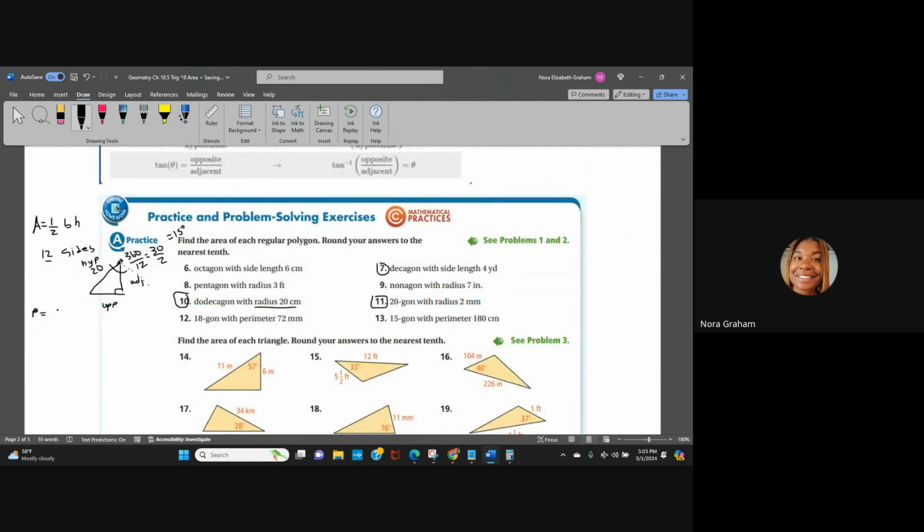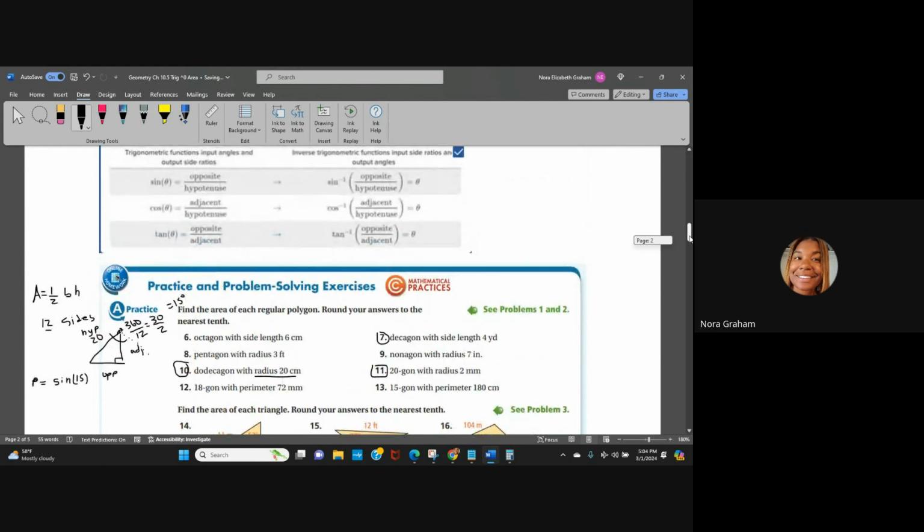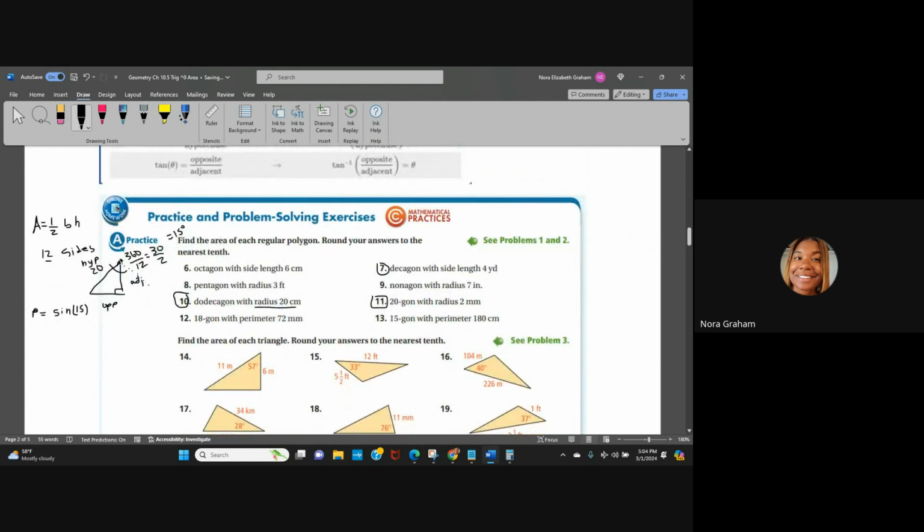So I do sine of my angle that I just found, 15 degrees. And that's going to equal, what is it again? I always forget. Opposite over hypotenuse. My opposite, I don't know what it is. Just for a second, I'm going to erase this. Like I said, my opposite, I don't know what it is. My hypotenuse, I know what it is. That's my radius. It's 20.